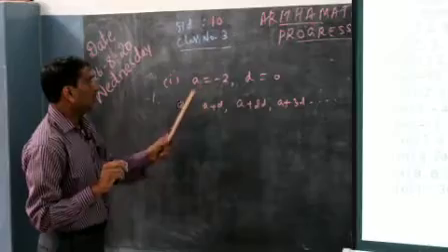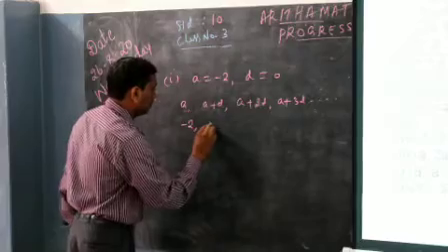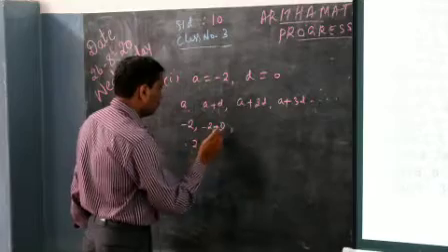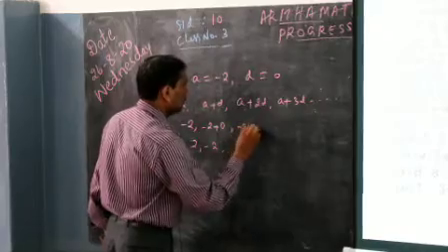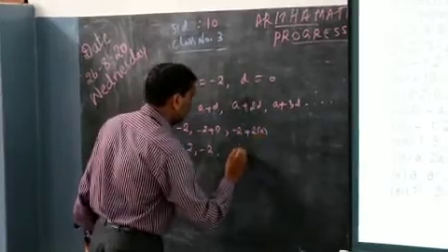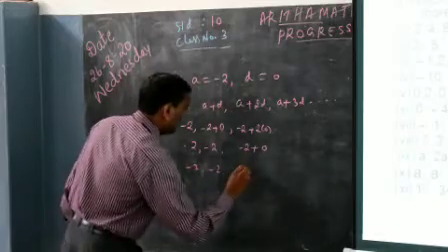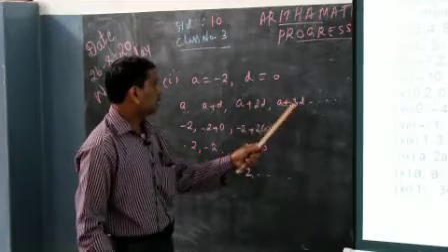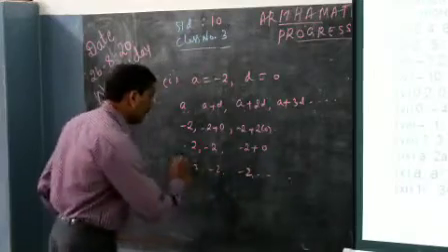So what is given here? First term a is minus 2. Add 0 to minus 2 to get the second term: minus 2 plus common difference 0 is minus 2. Add 0 again, and we get minus 2. The third term is a plus 2d, that is minus 2 plus 2 into 0, which is minus 2 plus 0, and we get minus 2, and so on. See, this is the required arithmetic progression.